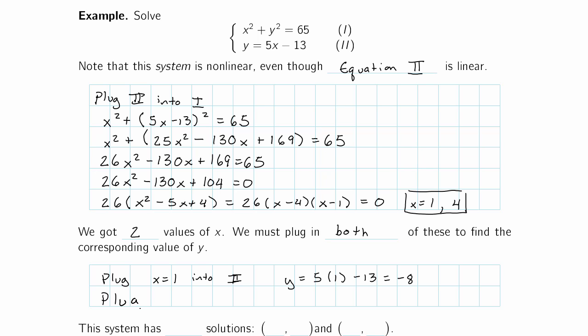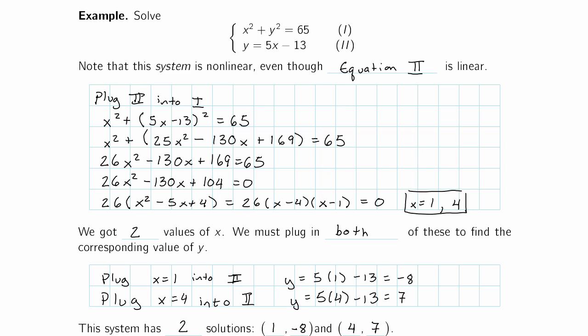When I plug x equals 4 into equation 2, I get y equals 5 times 4 minus 13 equals 7. The system has two solutions. The pair x equals 1, y equals negative 8, and the pair x equals 4, y equals 7. Those two are the solutions to this system.